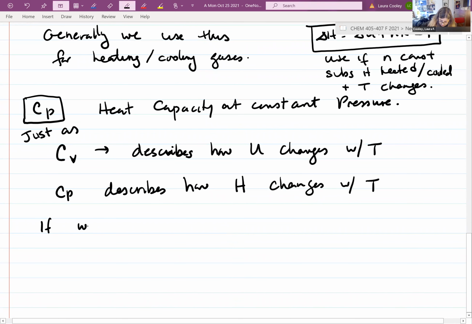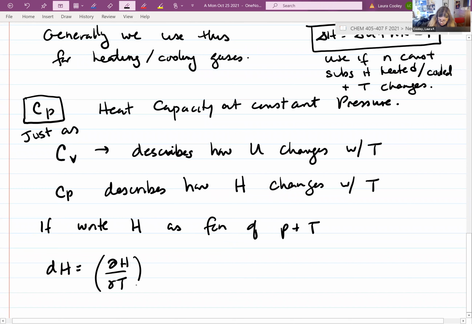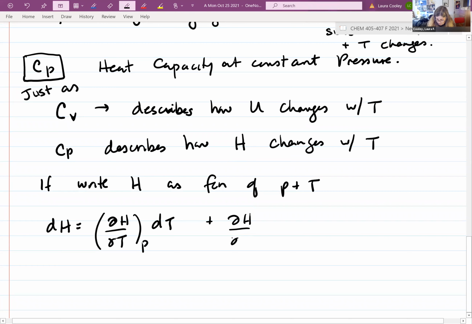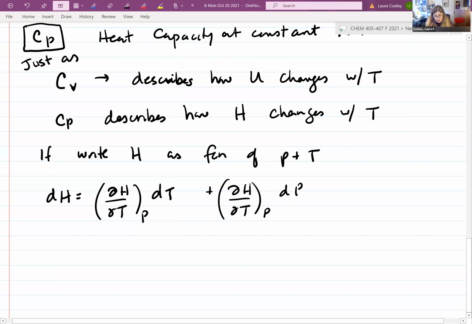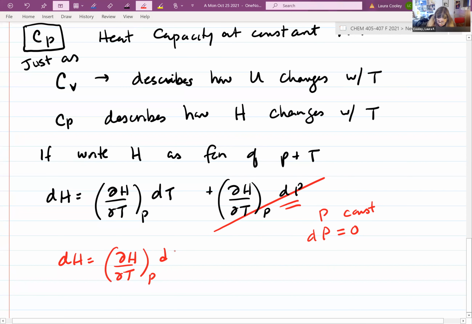So if we write H as a function of P and T, then dH would be partial H partial T at constant P dT plus partial H partial P at constant T dP. Okay, but if pressure is constant, then this dP is equal to 0. So this term goes away completely, and we end up with dH equals partial H partial T at constant P dT.